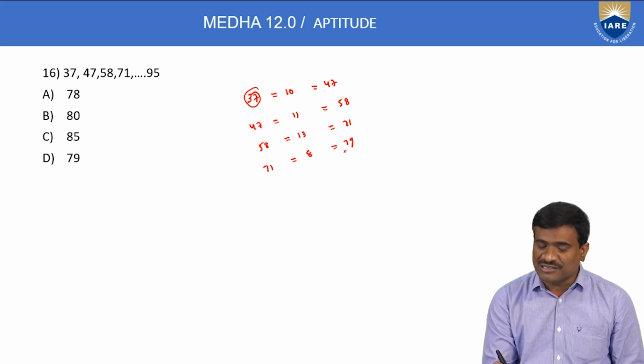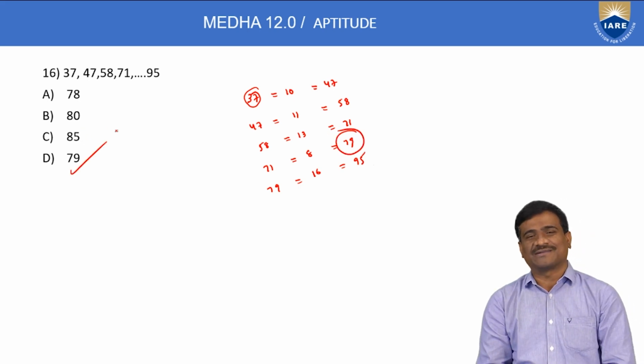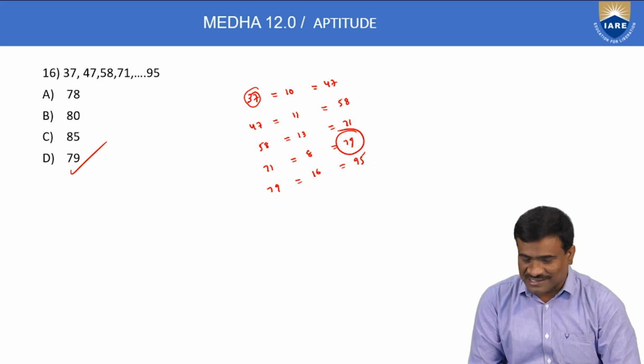Again, you have to check the next number also. 79: 7 plus 9 is 16. 79 plus 16 is 95. Satisfied. Here calculate only 79. Option B only is correct. This is about number series.